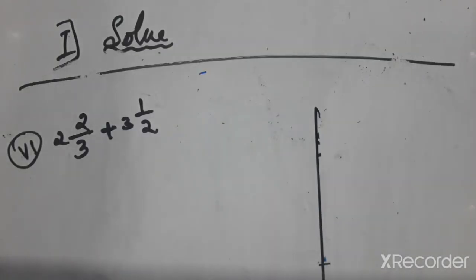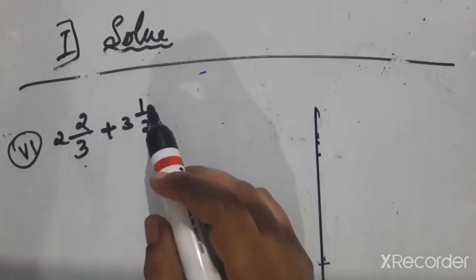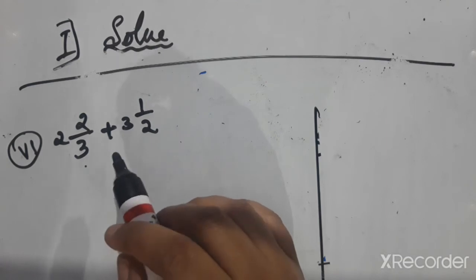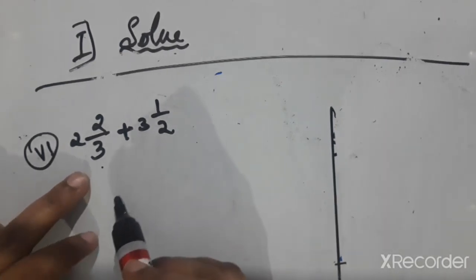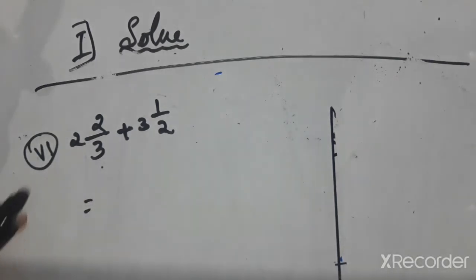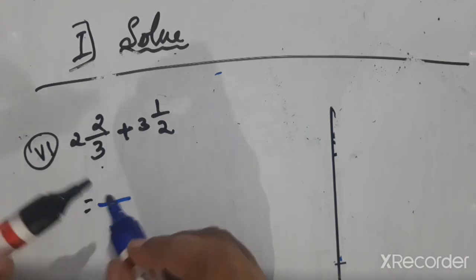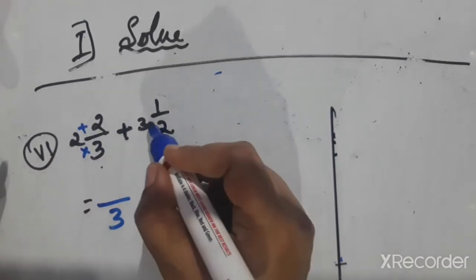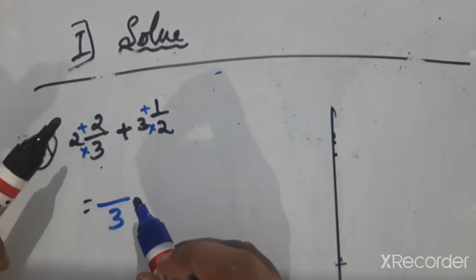Now solve here. Sixth question, 2 and 1 by 3 plus 3 and 1 by 2. This is a mixed fraction, so we have to convert the mixed fraction into an improper fraction. To convert, first write the denominator as it is, 3. Here we have to multiply, and here we have to add. Write this multiply and plus in pencil, children.